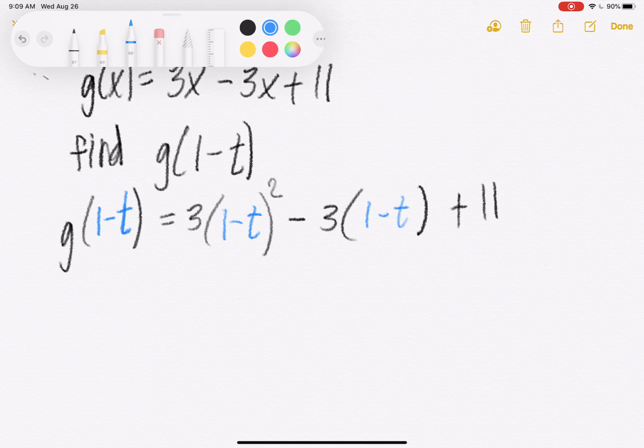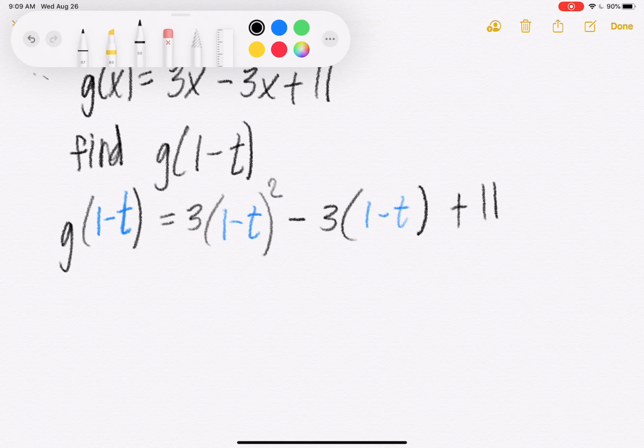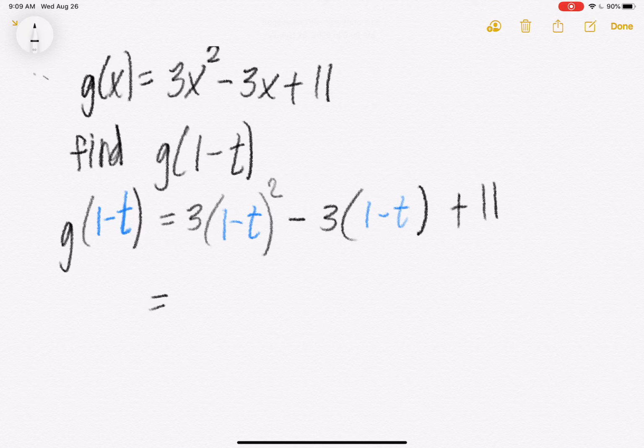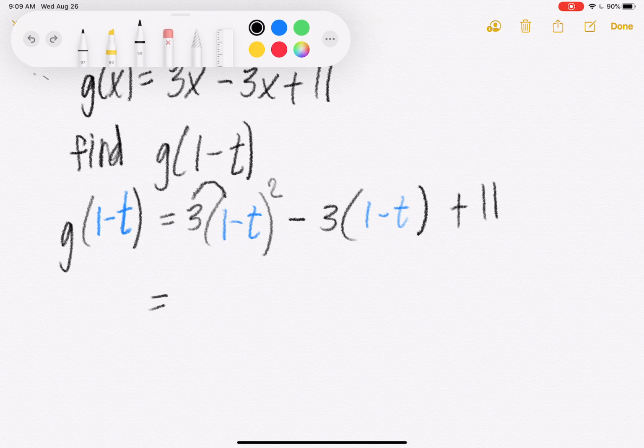And for a lot of problems like this, you would be possibly done. But the thing is, because I've already plugged in the 1 minus t where x was at, the thing with this example is that it can simplify. Your 1 minus t that you have squared right here, we can FOIL that out, and then we can distribute the 3 to it once we FOIL it. I can't distribute the 3 just yet, because I can't distribute the 3 to something that is not simplified, but I can simplify that 1 minus t.